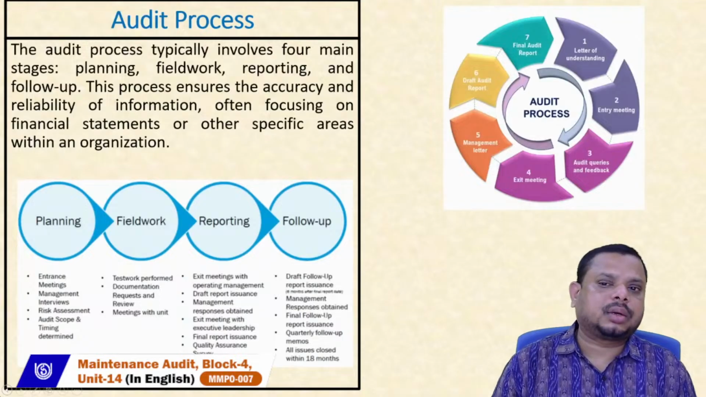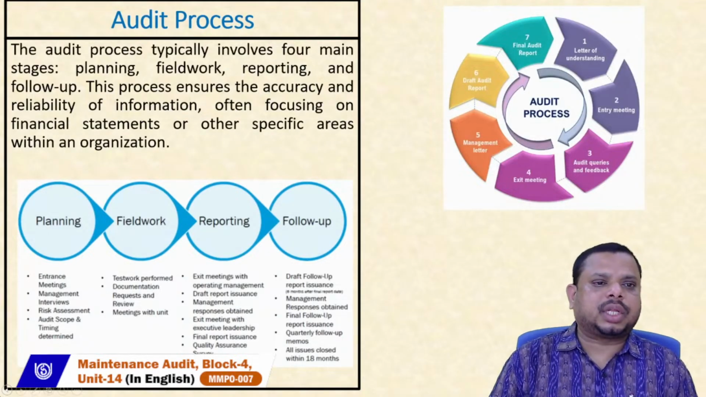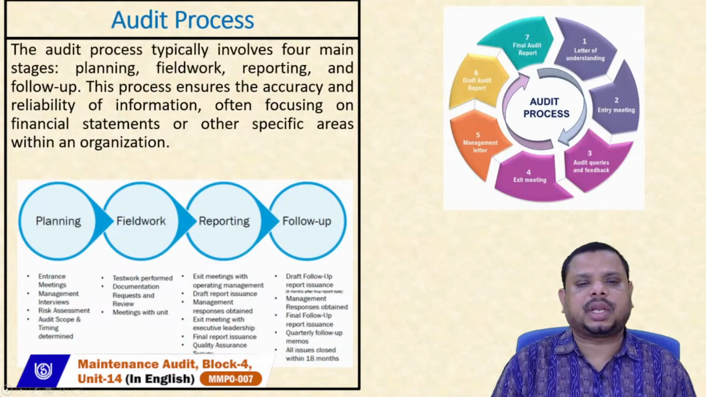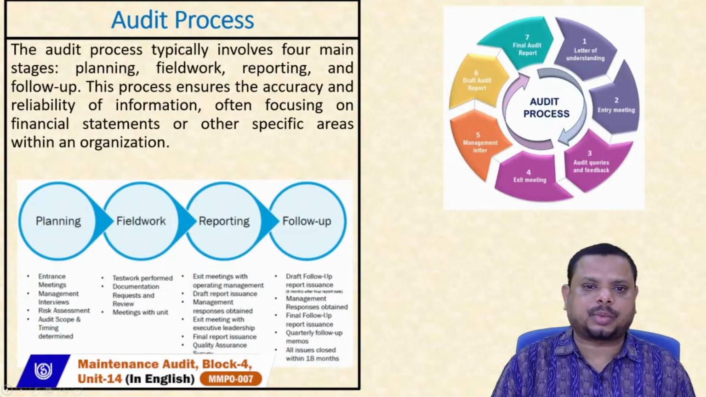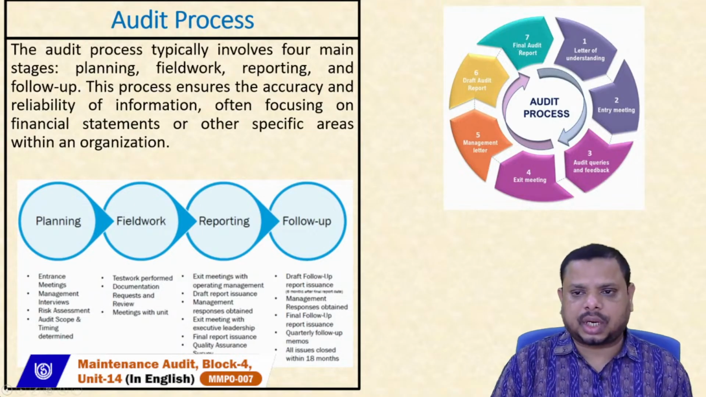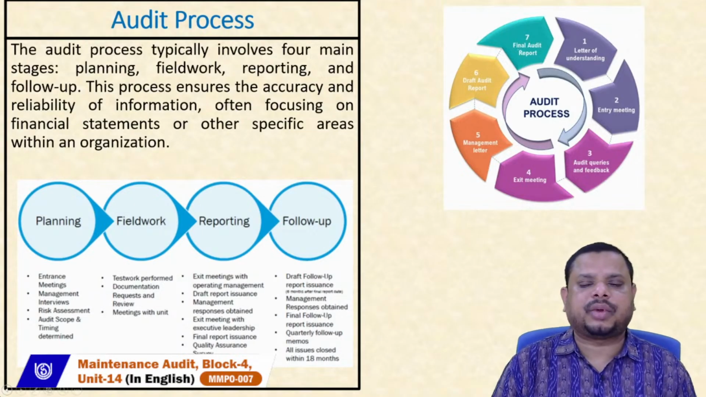Moving to the next one, we have the audit process. The audit process typically involves four main stages. The first one is planning, the second one is field work, the third one is reporting, and the last one is follow-up. We'll understand the different aspects of planning, field work, reporting, and follow-up.